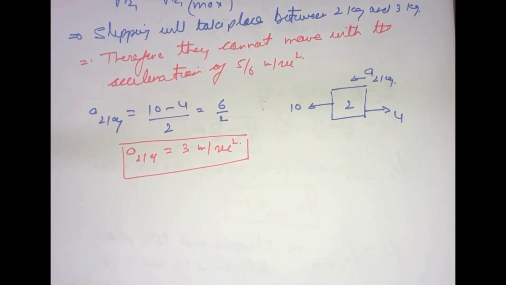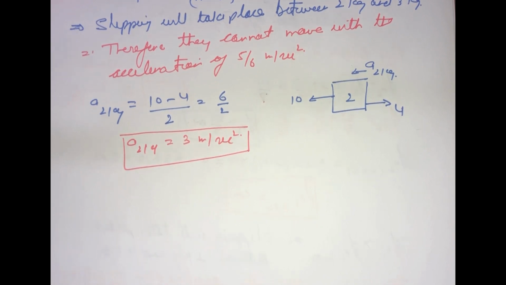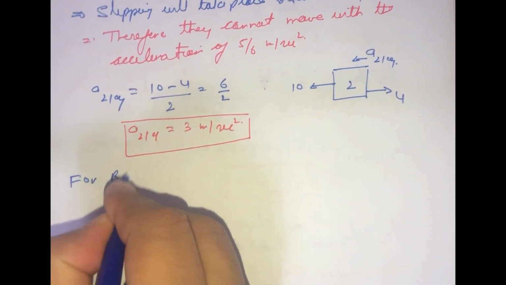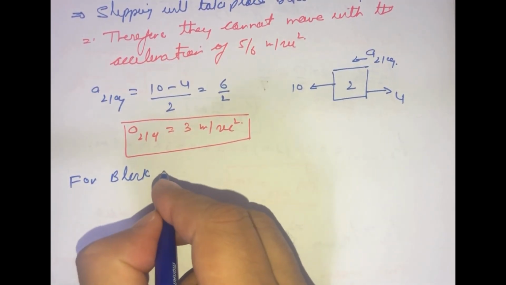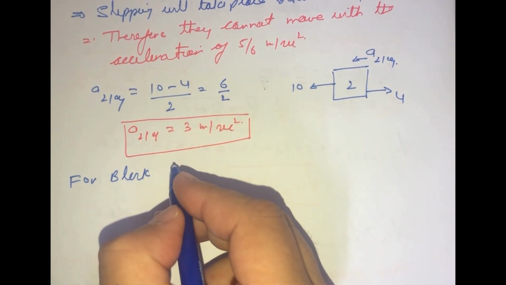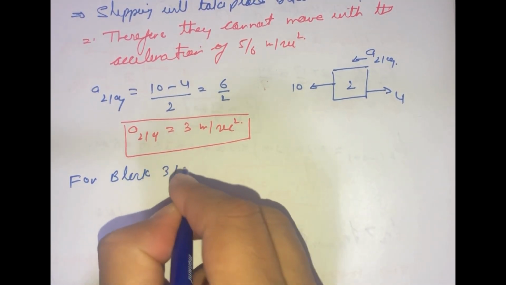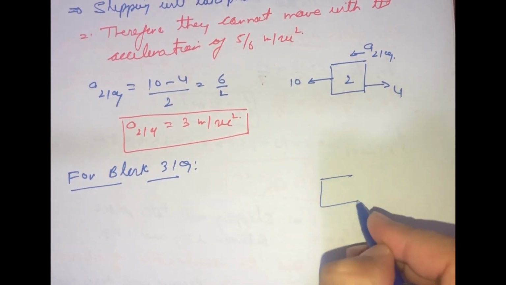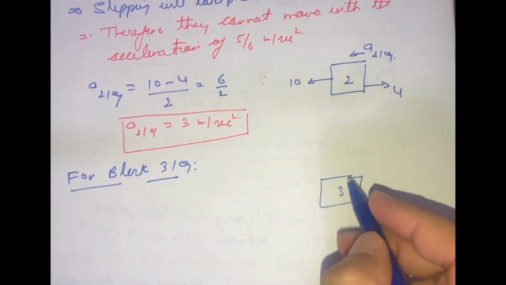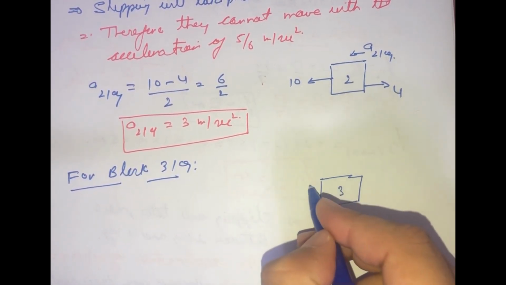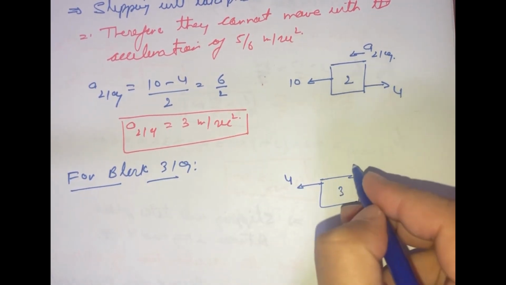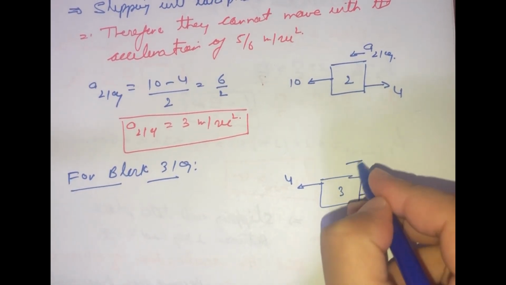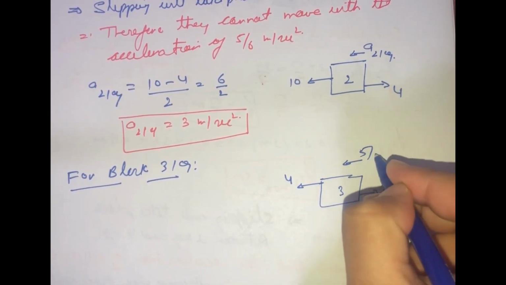Now let us solve it for the 3 kg block. So we have a 3 kg block. The force which is acting here is 4, and we have our FR2, and acceleration is 5 by 6.